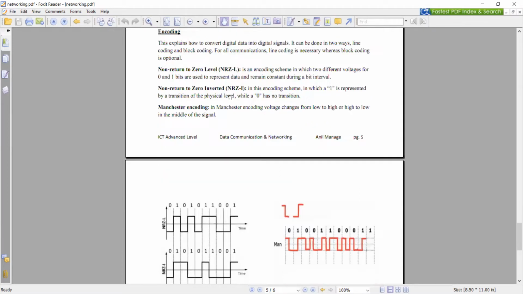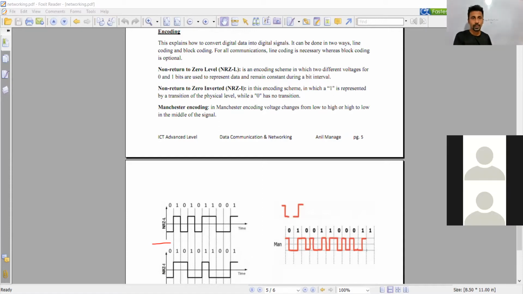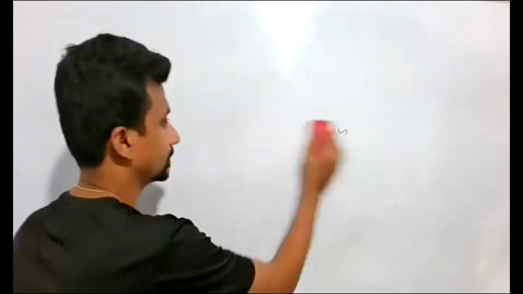Now here, non-return to zero is an encoding scheme in which two different voltages for 0 and 1 bits are used to represent data and remain constant during the bit interval. Look at the diagram: 0 goes down, 1 goes up, again 0 down, 1 up, like this we can draw it. Other than that, we can draw it like this even.